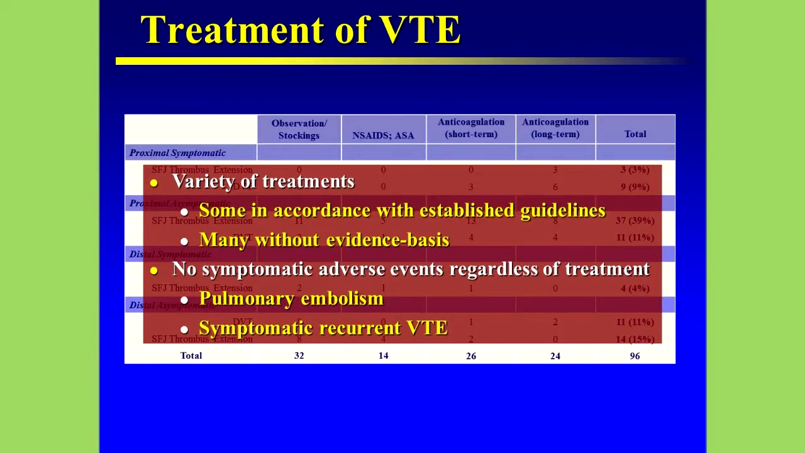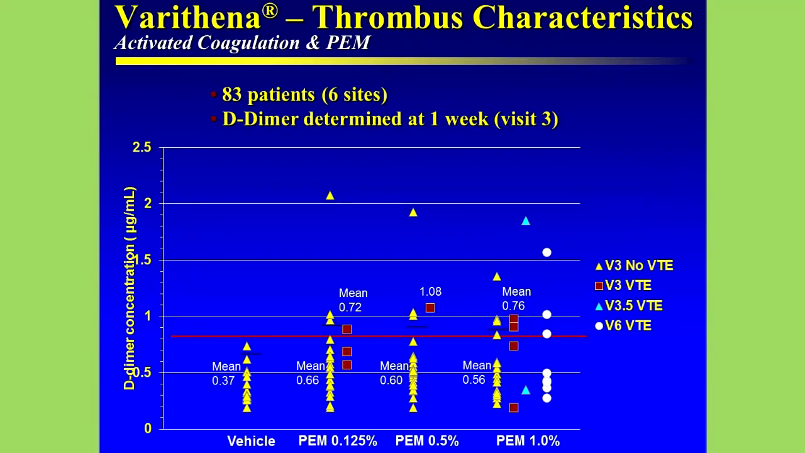And I think the important thing is, regardless of how you treated these, whether you watched them alone, whether you treated them for 1 or 2 weeks, whether you treated them in the long term, in this whole trial, there was not a single pulmonary embolism, and there was not a single symptomatic recurrent venous thromboembolism. So these things were very benign, regardless of how they were treated within the trial. I'm going to show you some data here now from the trial. This hasn't been published before, although it's been presented to suggest that these, in fact, aren't really deep venous thrombosis.